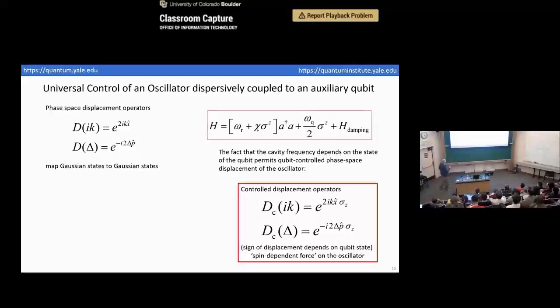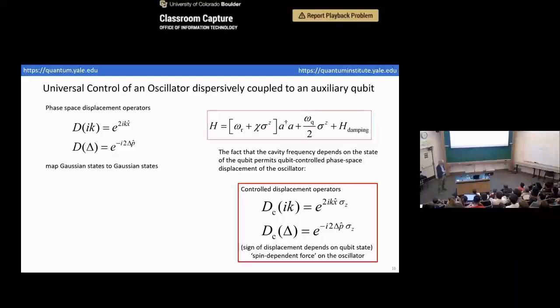So before, I showed you that if I wanted to apply drives to the oscillator, all I do is produce these displacements. But now I want to use this dispersive coupling to do something more complicated. Without going into details, because the cavity frequency depends on the state of the qubit, I can do a momentum boost that depends on the state of the qubit. I can make the momentum change plus k if the qubit spin is pointing up, and minus k if the spin is pointing down, where sigma z is now minus 1. Similarly, I can do displacements of position conditioned on the sign of the qubit.